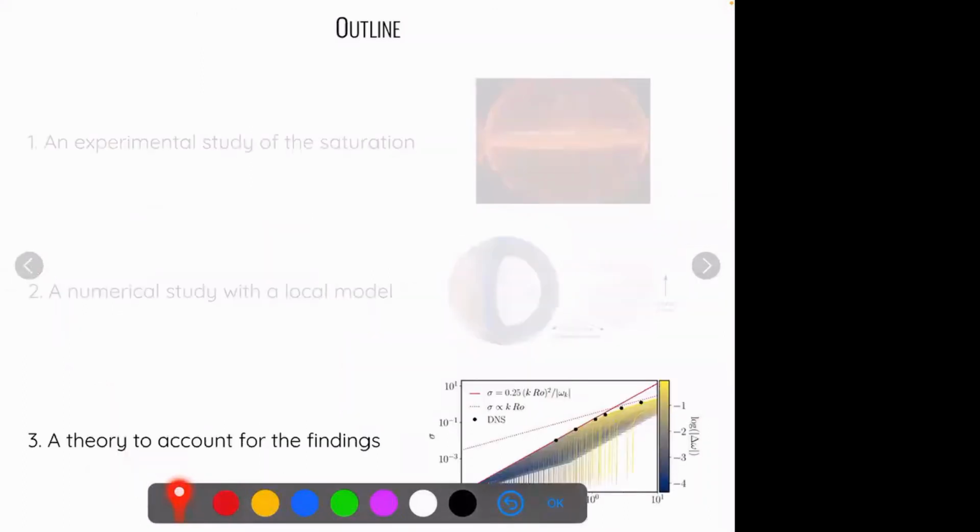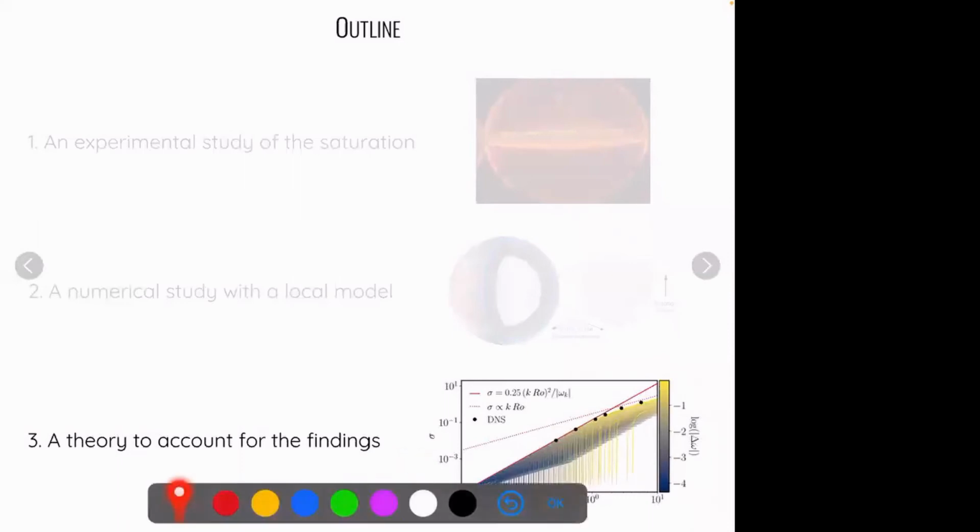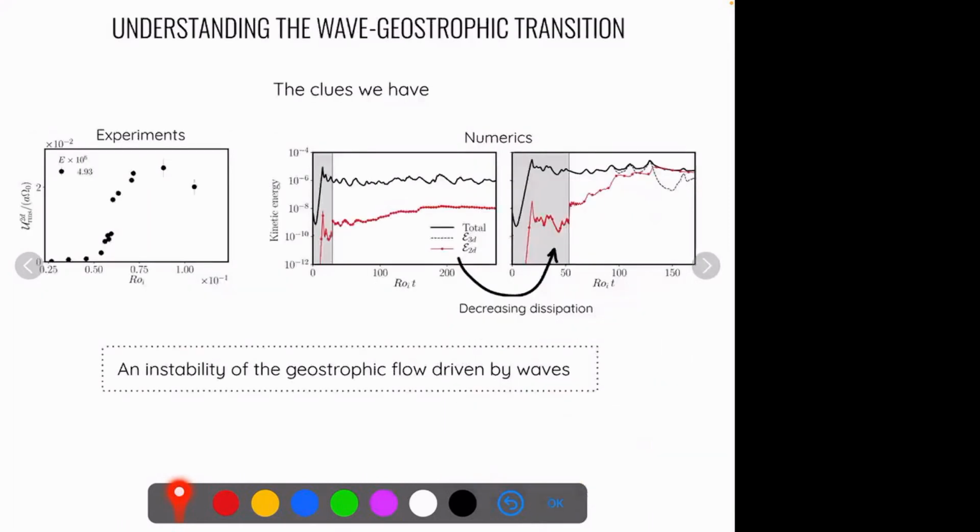And the last thing I would like to discuss today, in the remainder of the talk, is a theory that possibly accounts for all the findings that we have made with both the experiment and the numerics. We would like to explain, describe and predict the transition between the wave-dominated regime and the geostrophic-dominated regime. And what are the clues that we have regarding this transition?